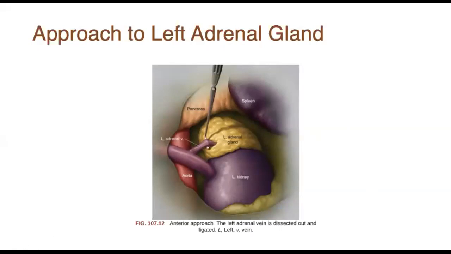It is ligated and divided. The medial attachment to the aorta can be taken at this point either with monopolar or a long angle instrument with the harmonic scalpel while applying gentle traction. The lateral and inferior attachments to the kidney are taken by blunt and sharp dissection of the renal capsule, taking care to avoid the vasculature of the upper renal pole.